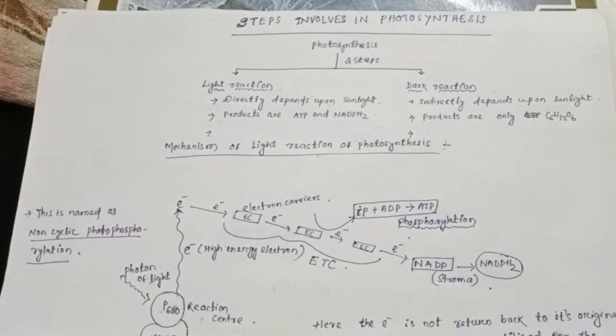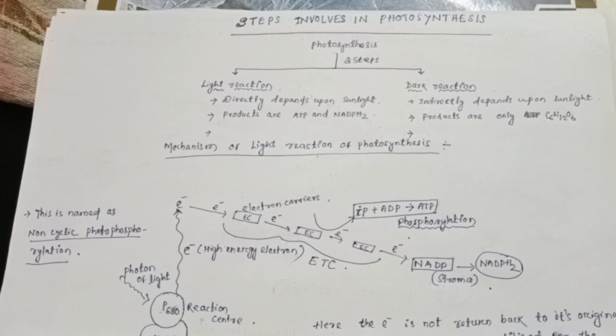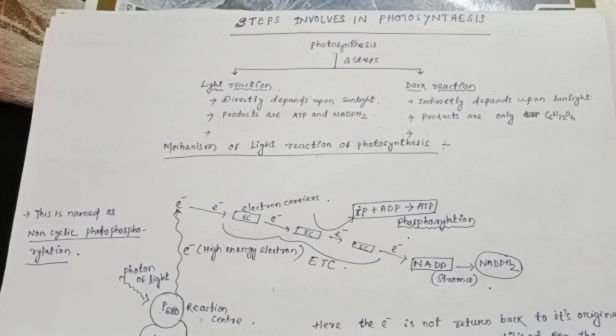Okay, the first step of photosynthesis directly depends upon sunlight to occur, whereas the dark reaction of photosynthesis does not directly depend upon sunlight, but it depends upon the products of light reaction.